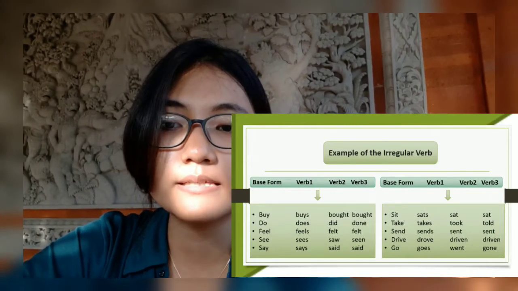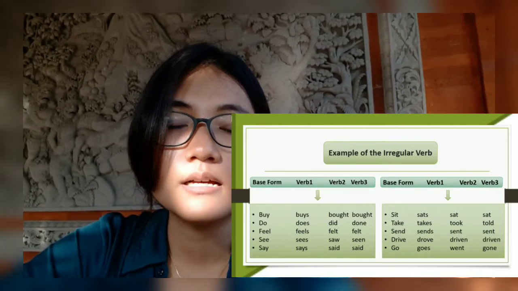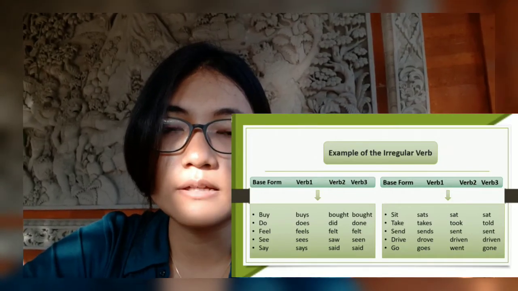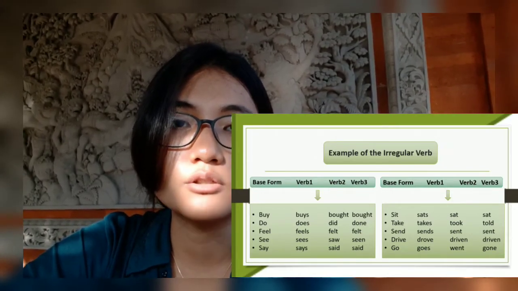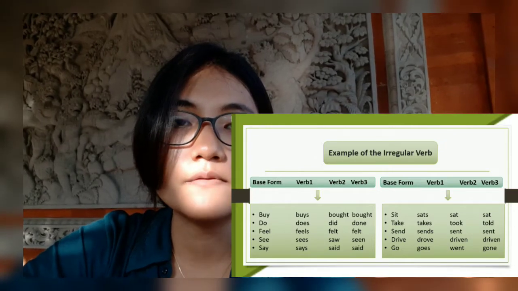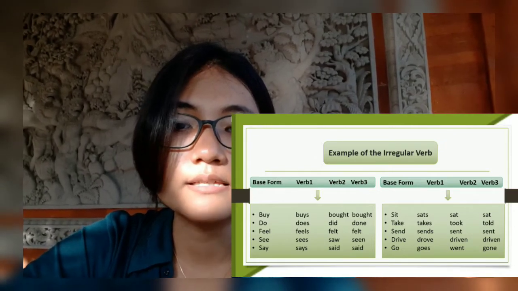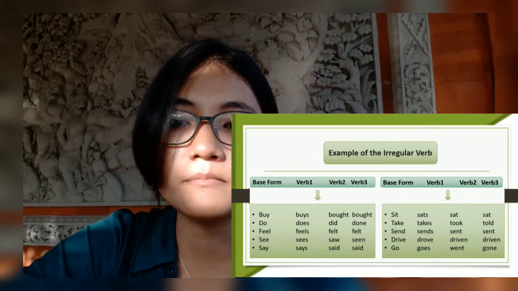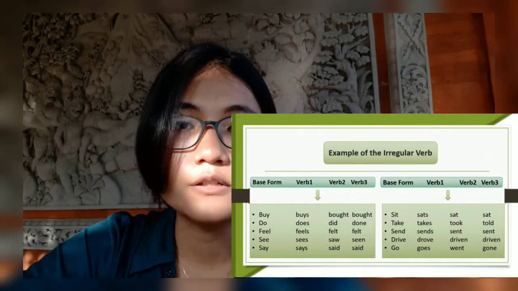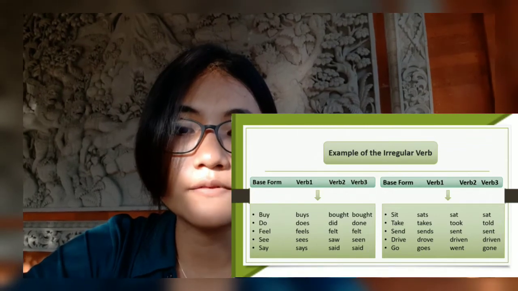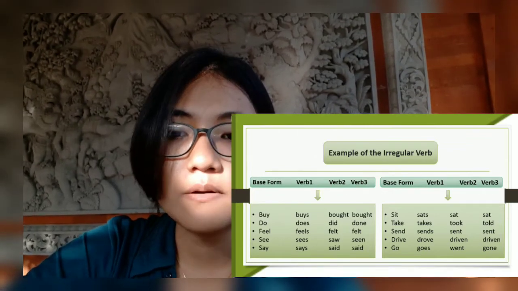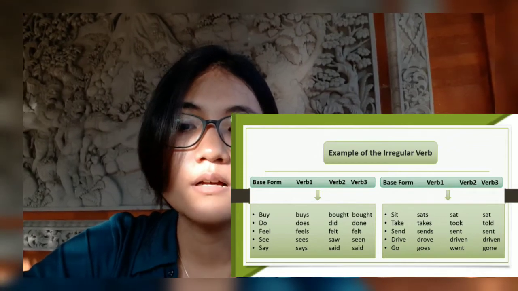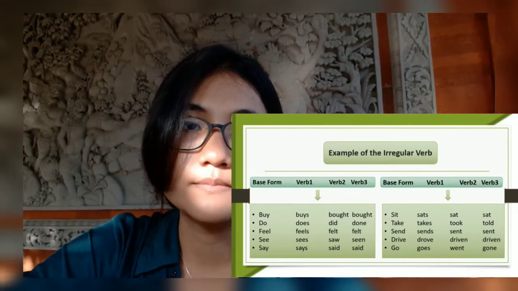Number 6: sit, sits, sat, sat. Number 7: take, takes, took, took. Number 8: send, sends, sent, sent. Number 9: drive, drives, drove, driven. Number 10: go, goes, went, gone.